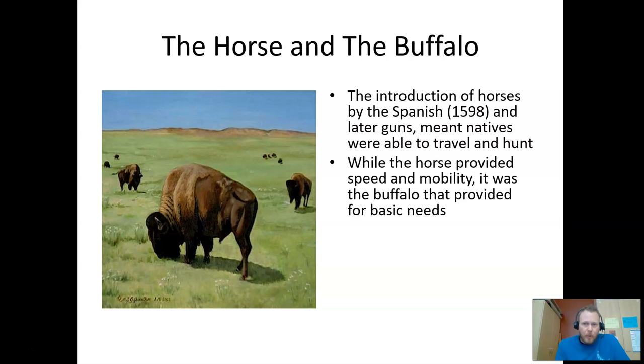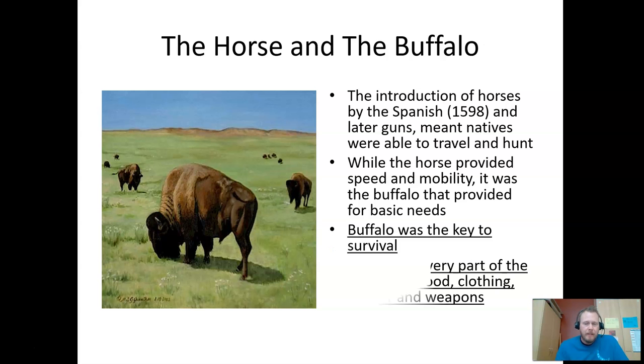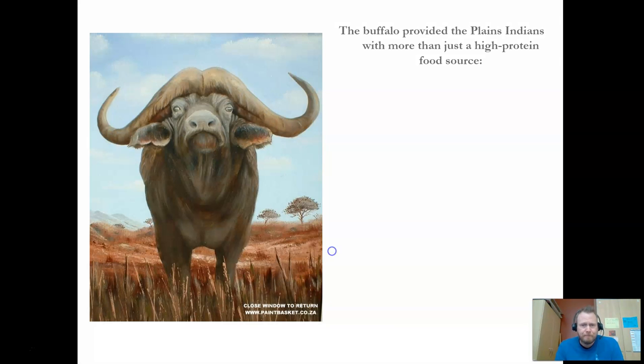Okay, while the horse provided speed and mobility, it was the buffalo that provided for basic needs. Buffalo was the key to survival, and you need to remember that for the quiz. The buffalo was the key to survival for the Native Americans. They used every part of the buffalo for food, clothing, shelter, weapons. Okay, and we'll look at some of the ways that they used the buffalo.